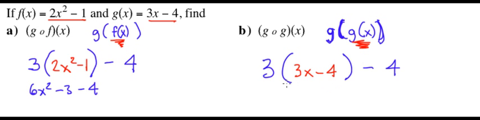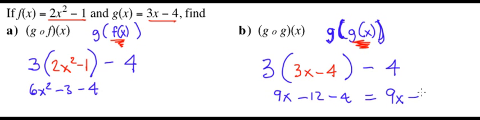And when you clean that up, 3 times 3x is 9x. 3 times negative 4 is negative 12. 9x minus 16, and there we are. So it's not really any harder if you have a function plugged into itself. It just looks a little funny.